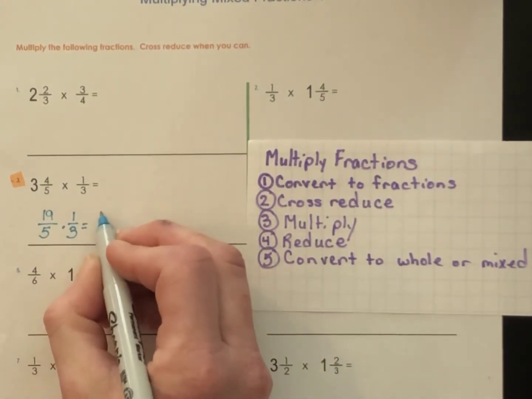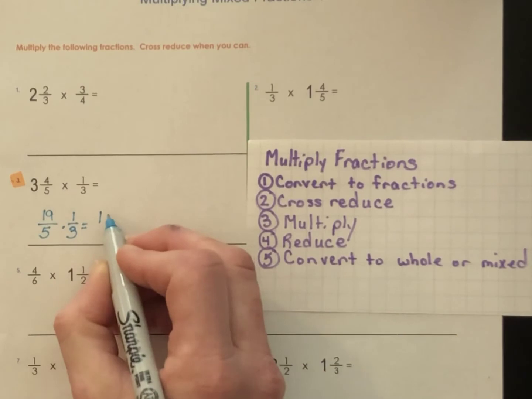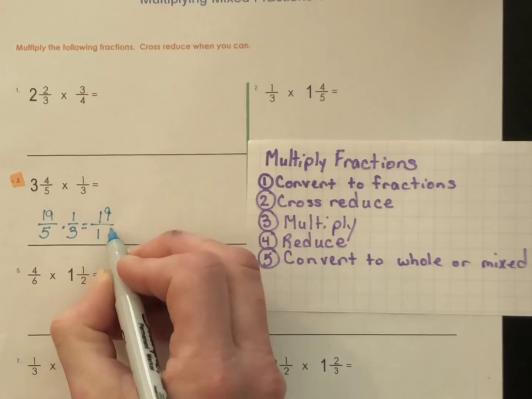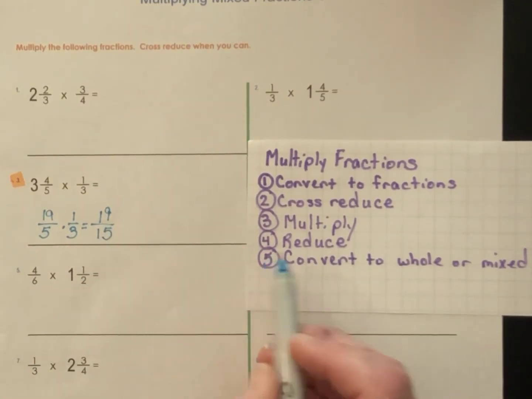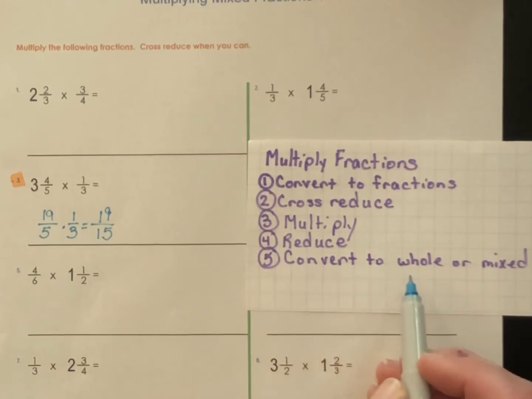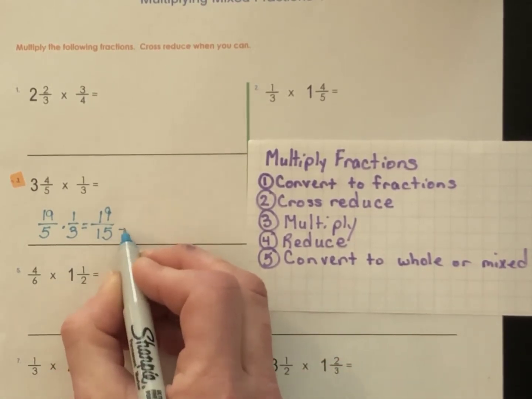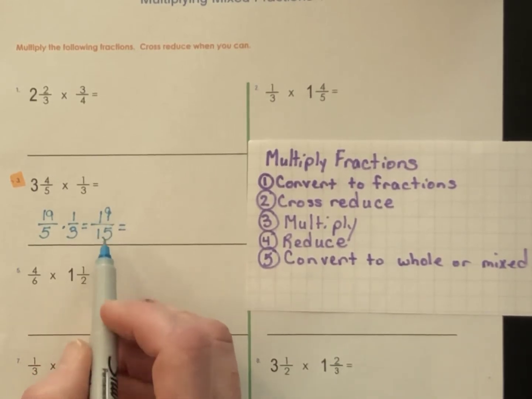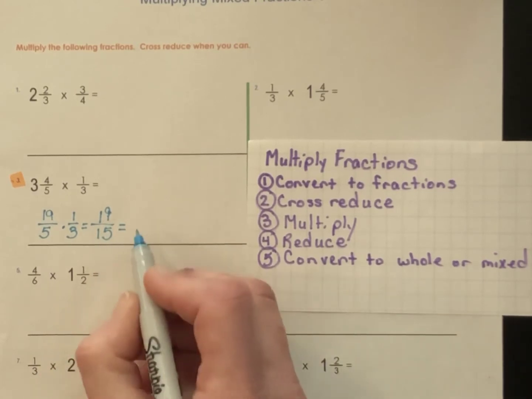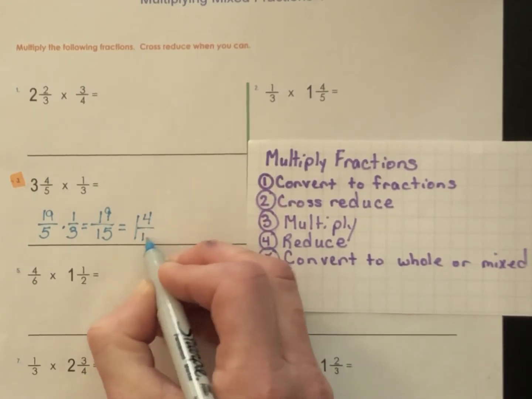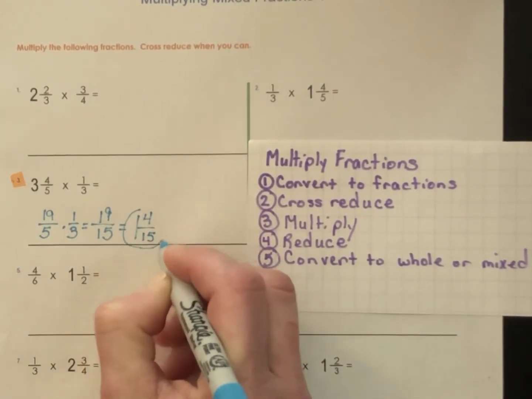Number 3. 19 times 1 is 19. 5 times 3 is 15. Now, number 4, reduce. Well, yet again, I cannot reduce. So then we will go down to step 5, convert to a whole or mixed number. This is an improper fraction. You can tell because it has a bigger number on top. So we will convert this. So 19 fifteenths becomes 1 and 4 15ths. That is my final answer.